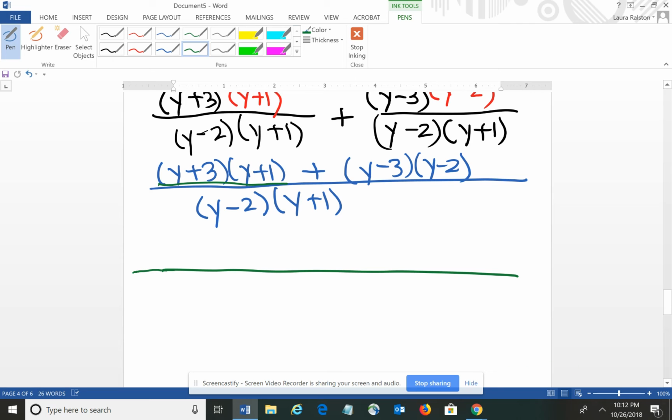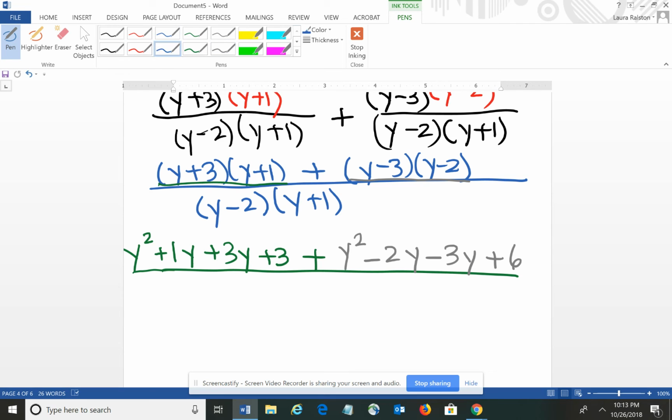I'm going to do this piece first. I'm going to use FOIL. So I have y squared plus 1y plus 3y plus 3, added, and I'm going to come back and multiply together the other two pieces. So I'm going to do y squared minus 2y minus 3y plus 6. Now that's all still over that same common denominator of y minus 2, y plus 1.